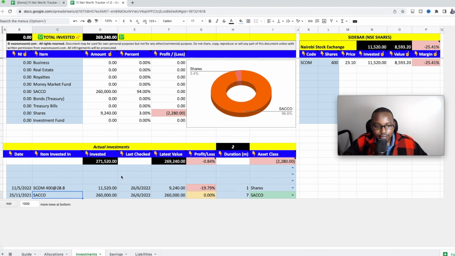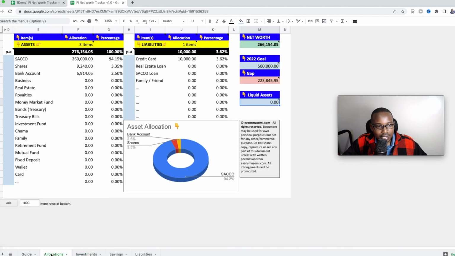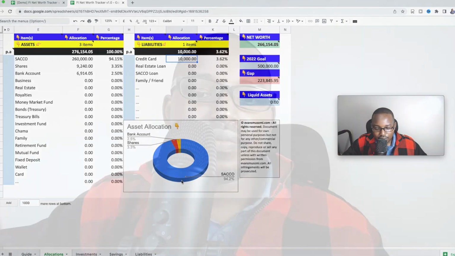That's it for the allocations. You'll automatically have the totals come up over here, and for the investments plus savings and the debts on this side, and then you'll have a chart showing where most of your wealth is.